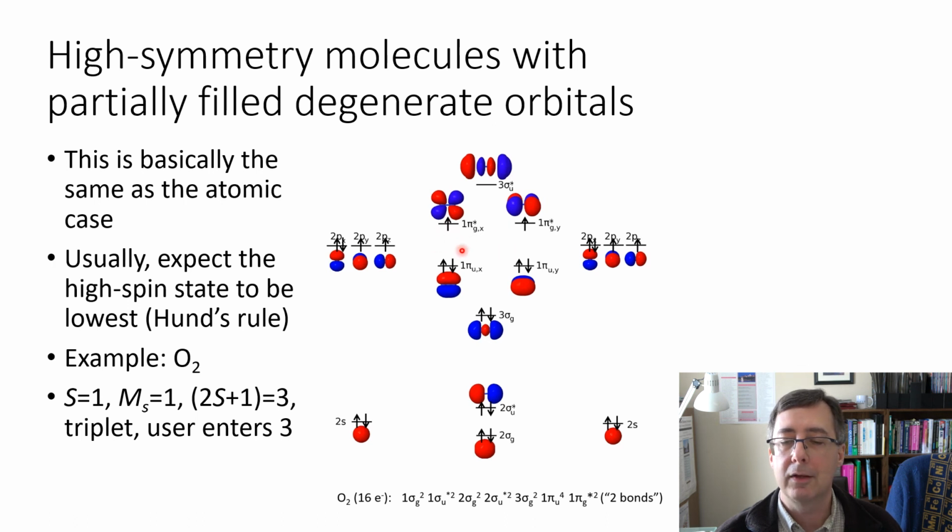And so that would give me an m sub s total of a half plus a half equals 1, and I would expect in simple cases that to correspond to S equals 1, a triplet state. And so that is what I would expect. S equals 1, m sub s equals 1, 2S plus 1 is 3. The user enters 3 into the program.